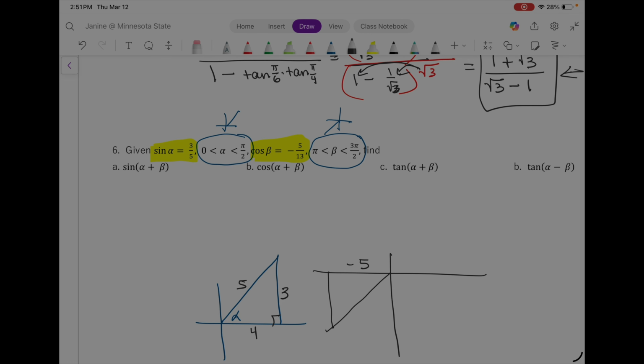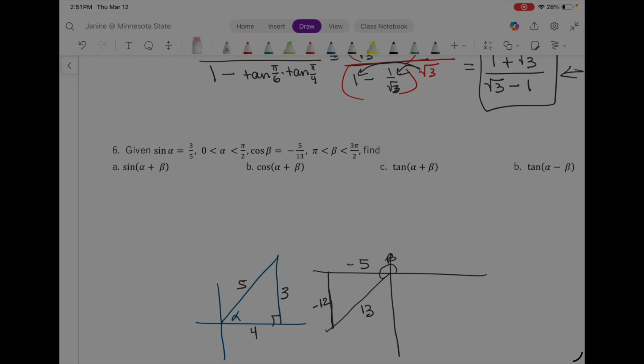-5 here, 13 here, and this is beta. Okay? Now, Pythagorean theorem, let's see, 169 minus 25 will give me an adjacent leg of 12. Now, I have to be careful, though. Is it 12 or is it -12? Well, if it's down in quadrant 3, then that y value is negative. Okay? All right, so I have a picture of alpha, I have a picture of beta.